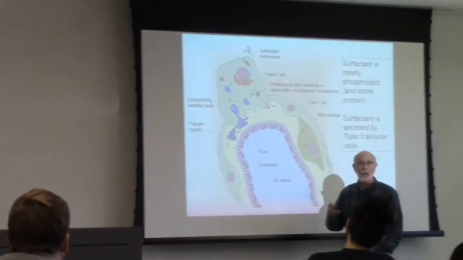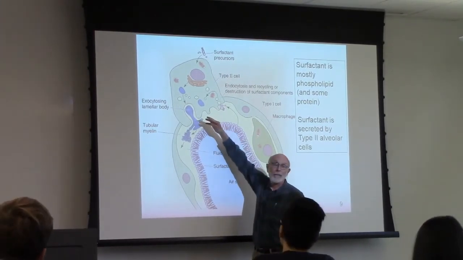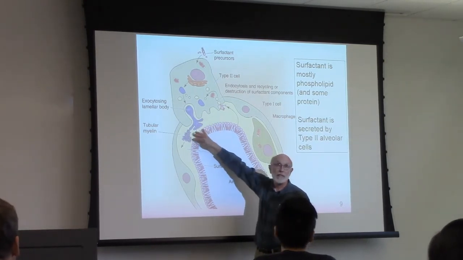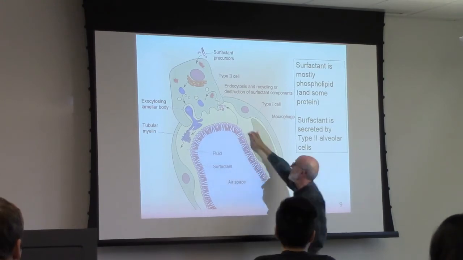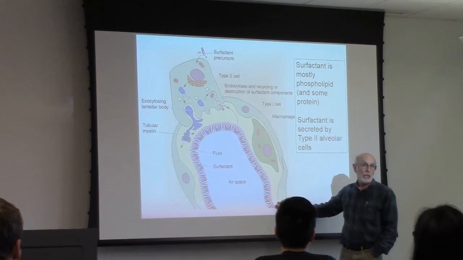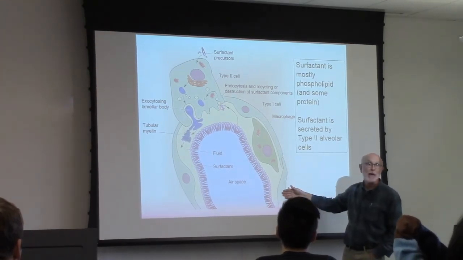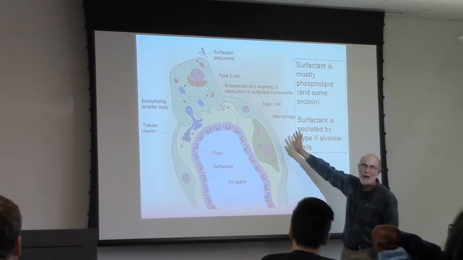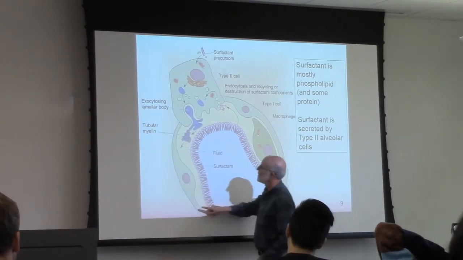So the idea, Zoe, is that the type 2 cells exocytose surfactant into a microscopically thin layer of fluid, water, that is in contact with the type 1 cell. So this is the type 1 cell. Let's forget the macrophage. This is the type 1 cell. Here are more type 1 cells.